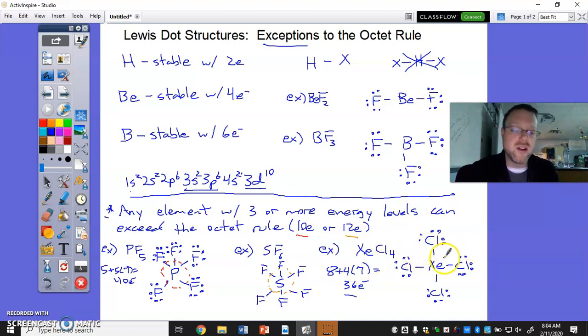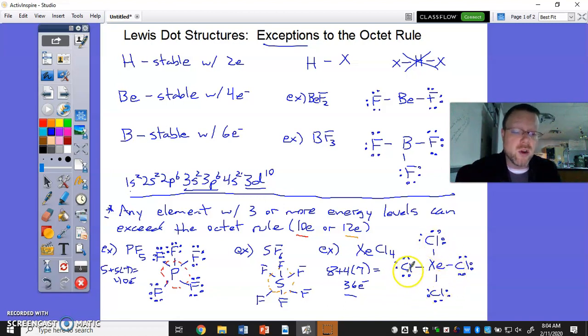If you have additional electrons and you've got every atom filled up, and this is kind of rare, but when this happens, those additional electrons will go on that center atom if it has 3 or more energy levels, and xenon does. Xenon's in the 5th row of the periodic table, so it's got 5 energy levels. It has at least 3, so we need to put 4 more electrons in here.